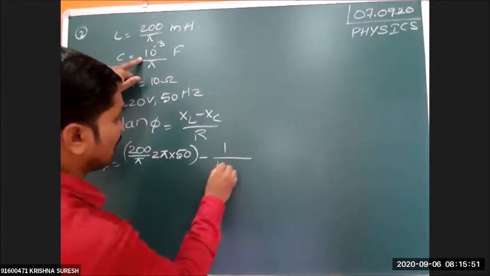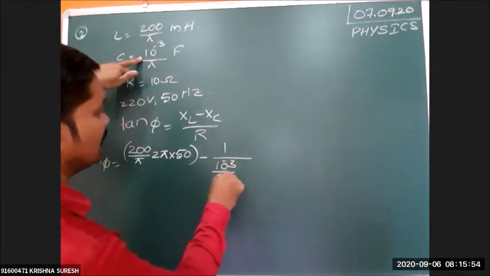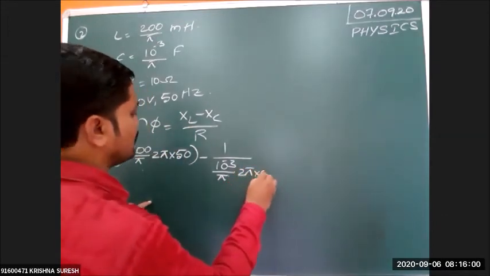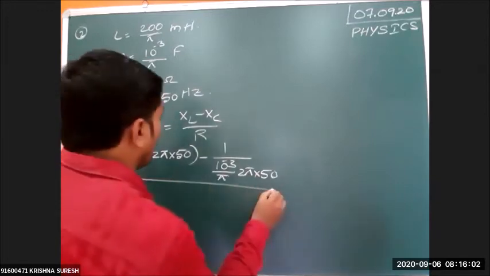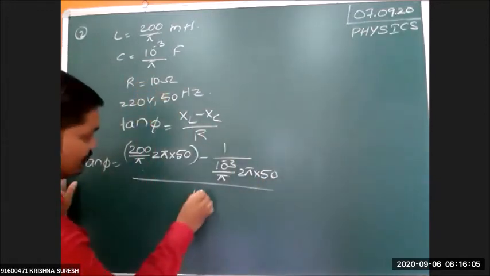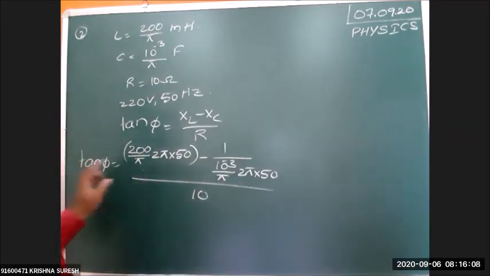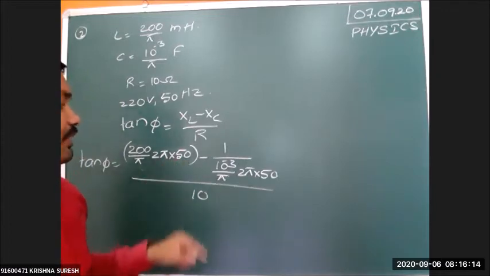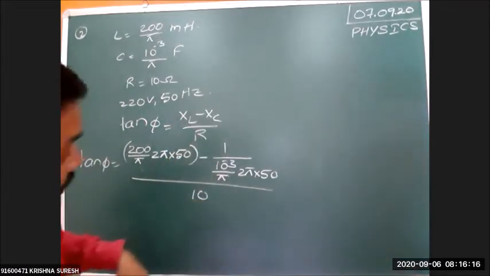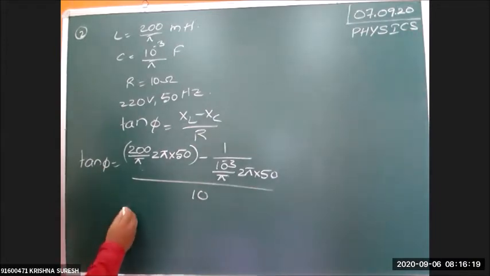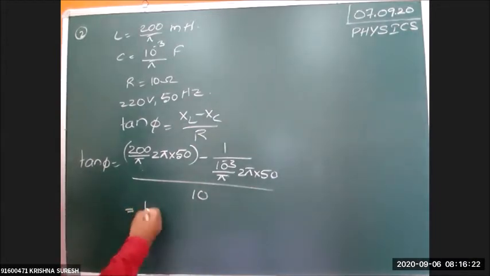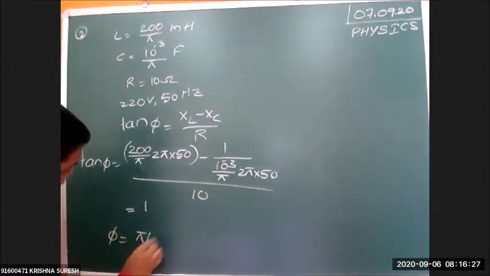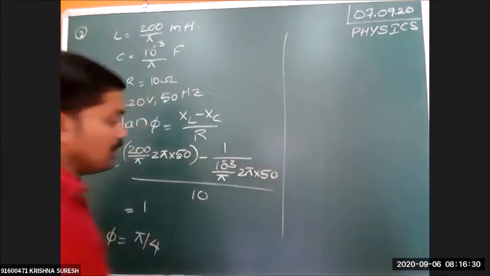How much did he give you? 10 power minus 3 by pi. C is done. Next, omega. Omega is 2 pi f, f means 50, which he gave you. By R. What is the R value? 10. Now pi cancels. So 200 into 2 is 400, 400 into 5, and if you simplify, you will get this value as 1. Then from this tan phi is equal to 1, so phi is equal to pi by 4. So that is question number 2.